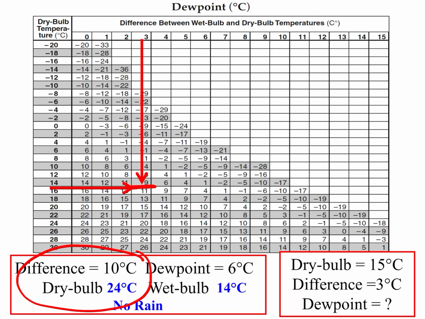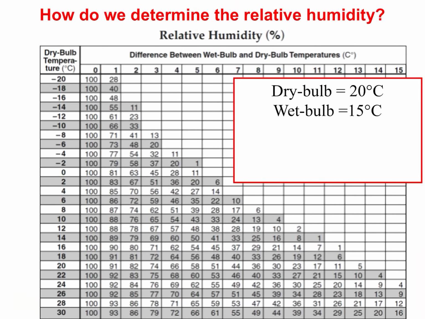So our answer is right here in between 9 and 11. So that means 10. So sometimes you can get questions that fall in between like that. Is that going to rain? No. Not equal. All right, so now we're moving on to the relative humidity section.